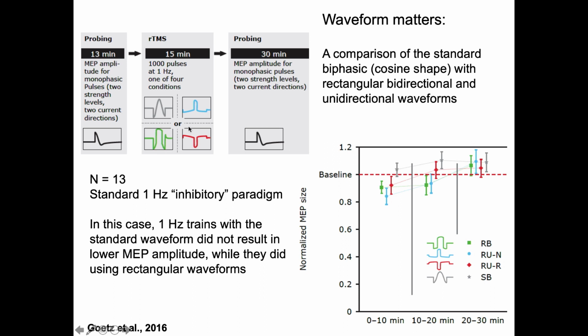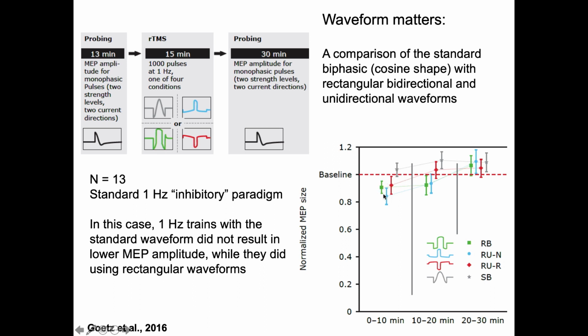So if I look at the various kinds of waveforms I use across, in this case, 13 people, what happens if I do 1 hertz stimulation, and I'll talk about this in a second, is that you tend to inhibit, you tend to reduce the response in the motor cortex. And so I'm expecting a decreased response. All right? For the people that got the standard waveform in this group, you actually didn't see an inhibition. I didn't see a decrease of response below the baseline.